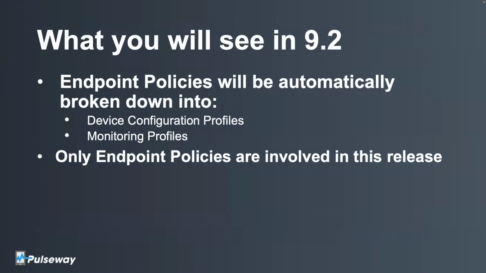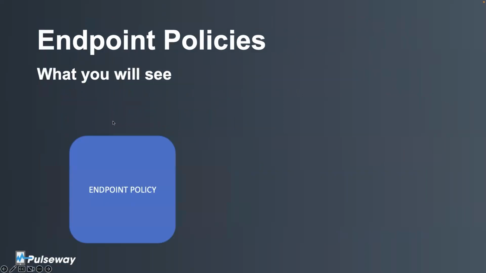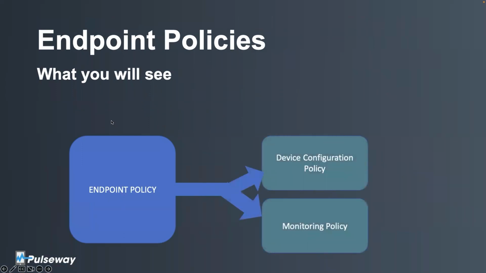So what will you actually see when you log into 9.2? Well, you will see that those endpoint policies have automatically been broken down into configuration profiles and monitoring profiles. And again, this only applies to endpoint policies. So this is effectively what you'll see. You have your endpoint policy, and the same endpoint policy will be displayed as two separate policies, with the configuration in one policy and the monitoring criteria in another policy.